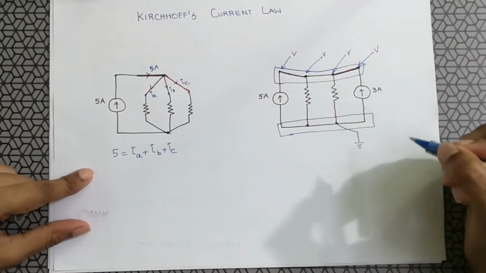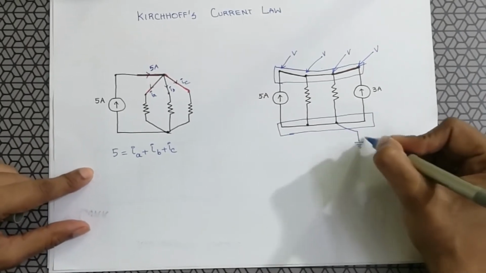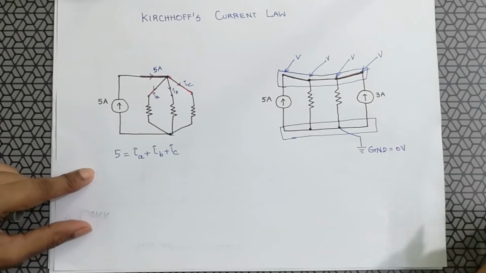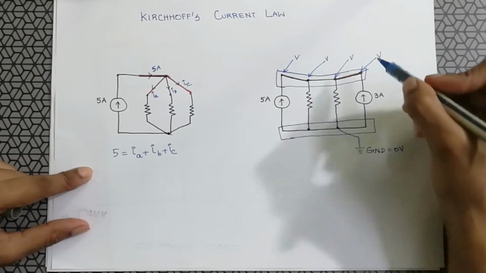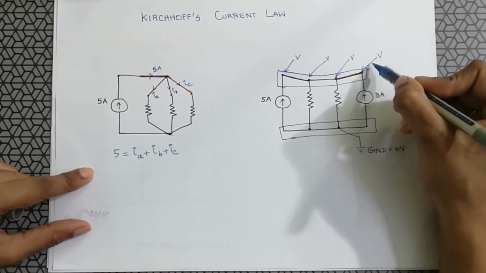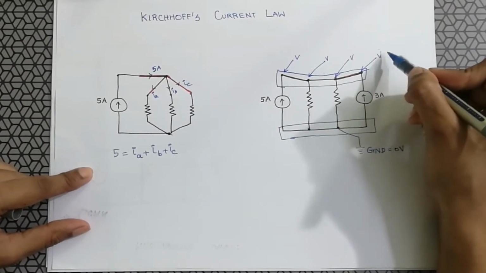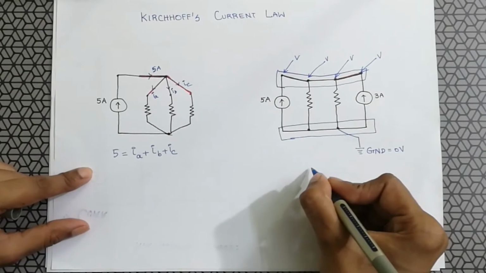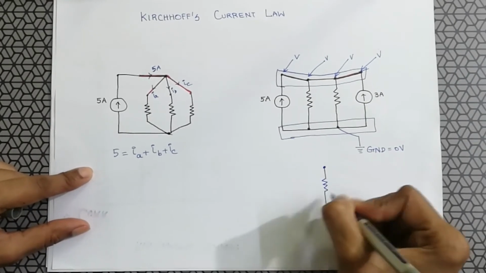Say for example, in this network, we have this node as a ground node. This is considered as 0 volts. So this node is said to be at a potential of V volts with respect to the ground node. Therefore, it can be reduced in this manner.